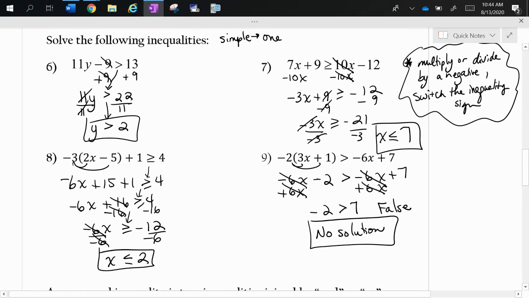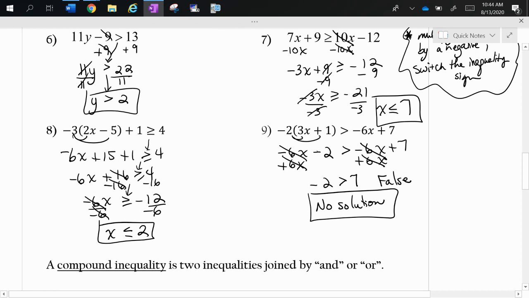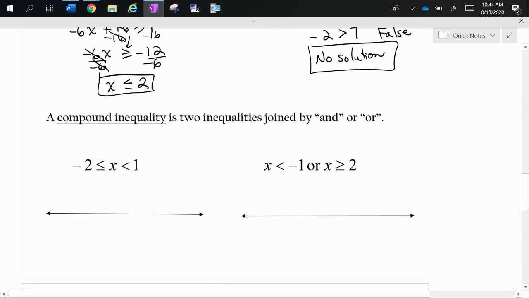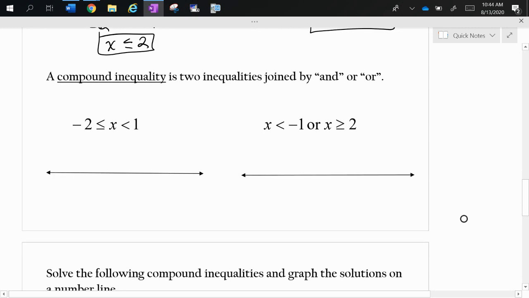Okay, so we solved some simple inequalities. Now we're going to go in and we're going to solve some compound inequalities. We're going to talk about what those mean. A compound inequality is when two inequalities are joined by either the words and or or.